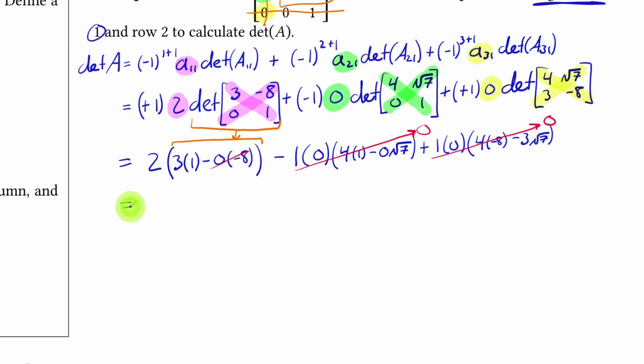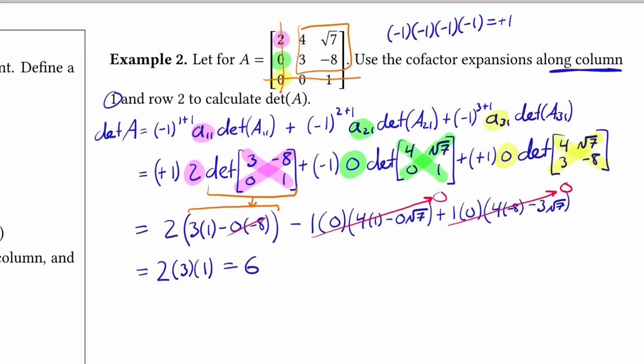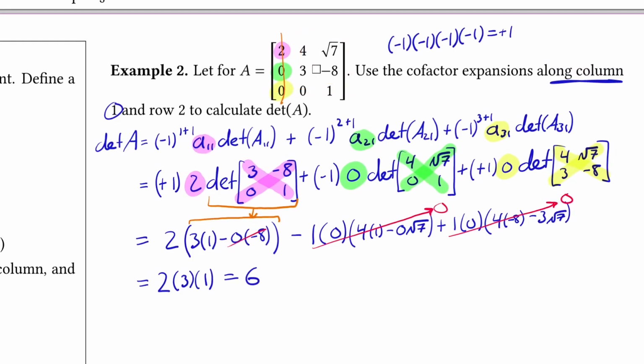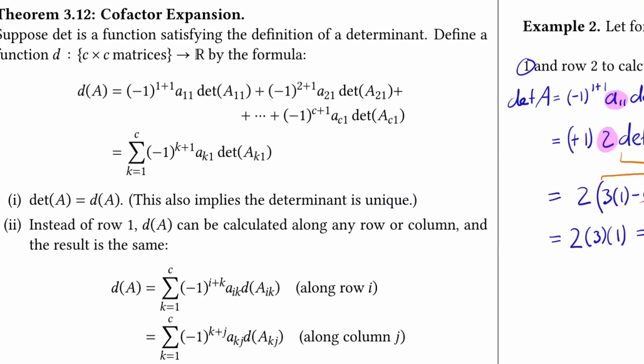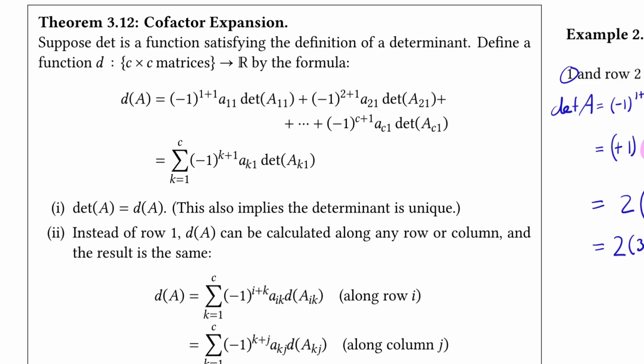And lo and behold, we actually get 2 times 3 times 1, which is just 6. And that's what we hopefully should have gotten because this was a triangular matrix, and we know the formula for calculating the determinant of a triangular matrix is just multiply the diagonal entries. So it worked out that way. So that is what this formula tells you to do.